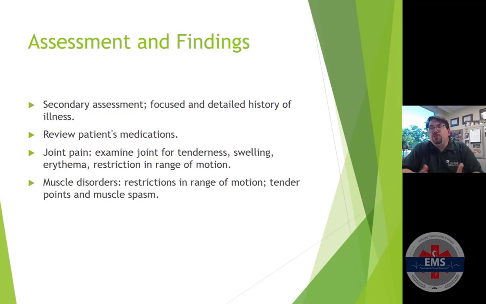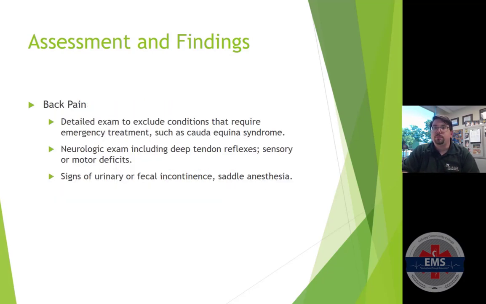Now, your secondary assessment is really going to be focused more on the detailed history of the illness, right? We're going to review the patient's medications. We're going to do an exam focusing on joint pain, looking for tenderness or swelling or redness, range of motion problems. And then we're going to really pay close attention to what type of muscular disorders they might have, and things as far as restrictions in range of motion, points of tenderness or muscle spasms that could be existing.